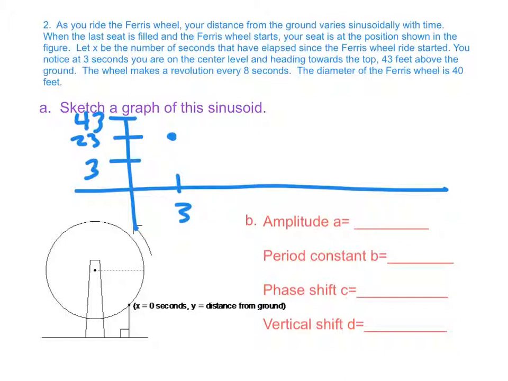It takes you 8 seconds to complete one revolution. So 3 plus 8 gives you 11. So at 11, you're back at the center. So at some point, if this is going to go up, then come down, and then go up, I'm basically going to be back at the center halfway through, which is at 7.